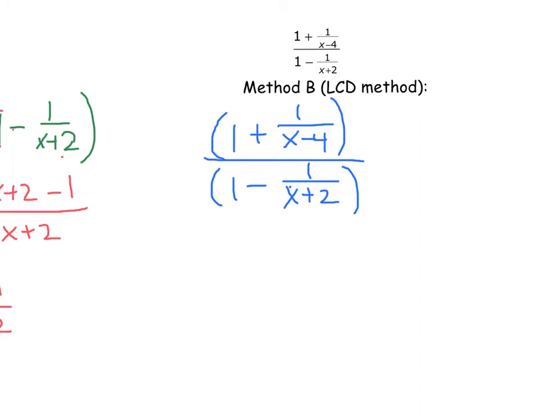Now we need to multiply by the LCD, which in this case is going to be the product of our two denominators here. It's going to be x minus 4 times x plus 2, top and bottom.